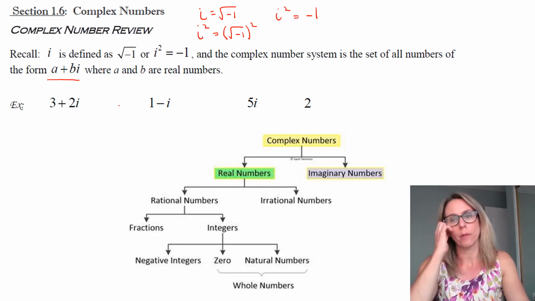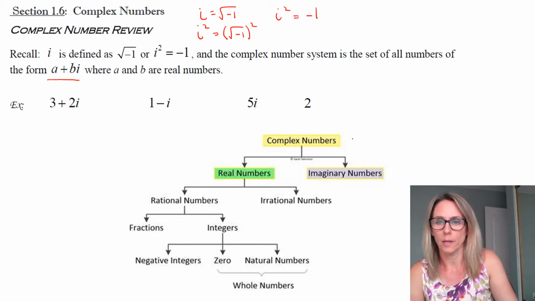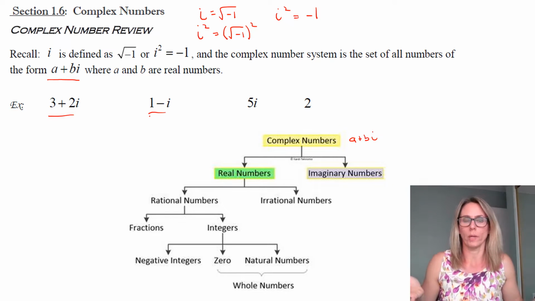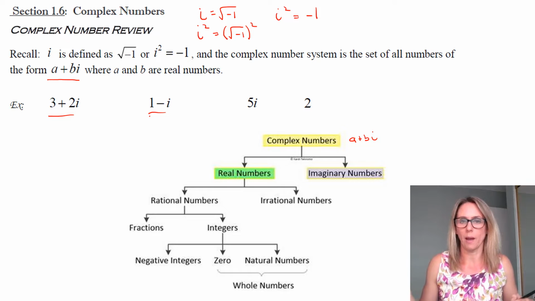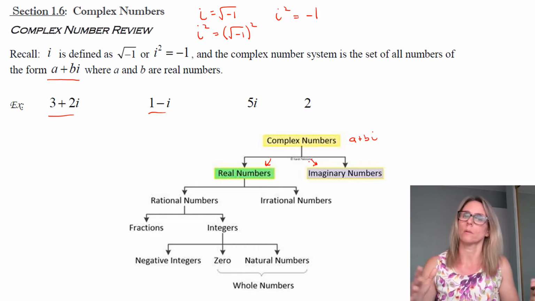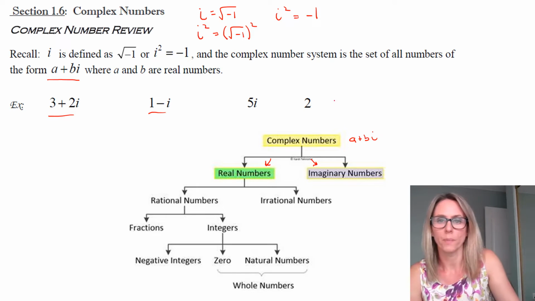So when we think of the complex number system, it's everything written in the form a plus bi. You can see that we have the first two examples here that are exactly what we thought. They are a plus bi, they have a real part and they have an imaginary part. And that's why underneath the complex numbers are numbers that are real, numbers that are imaginary. So those make up the complex numbers.